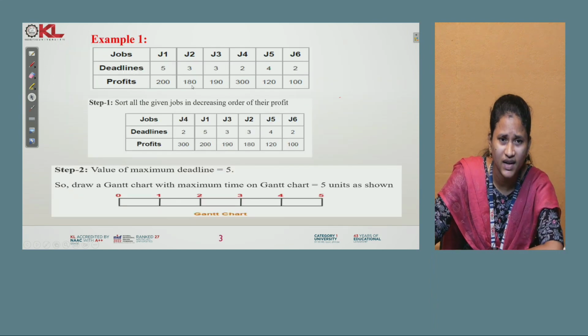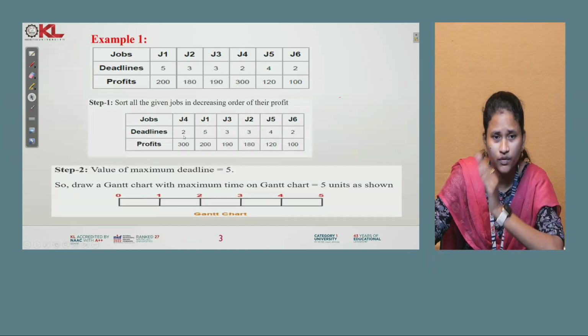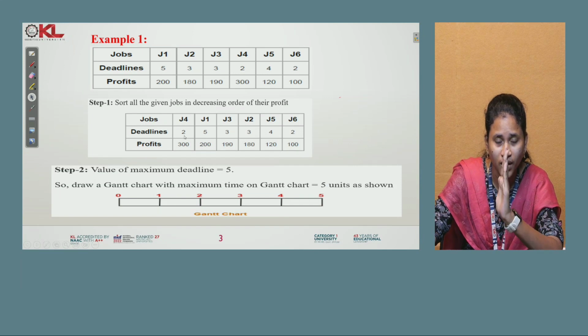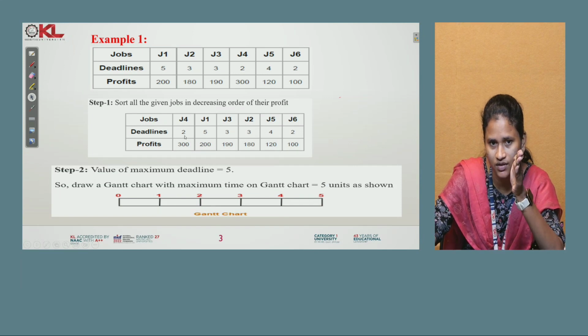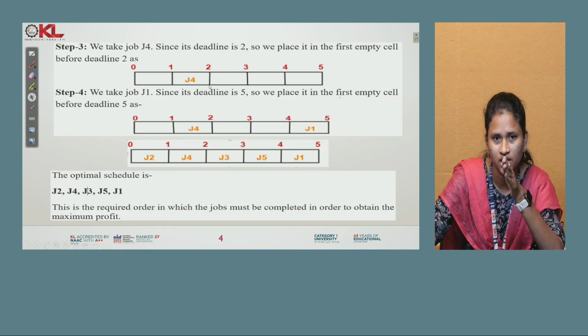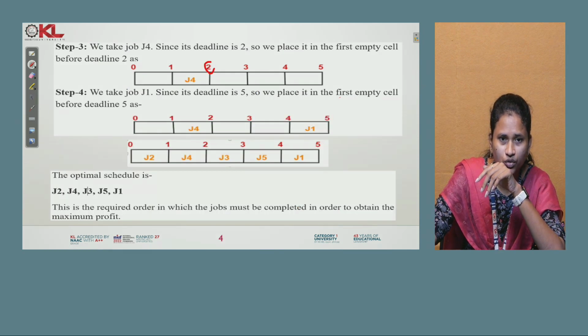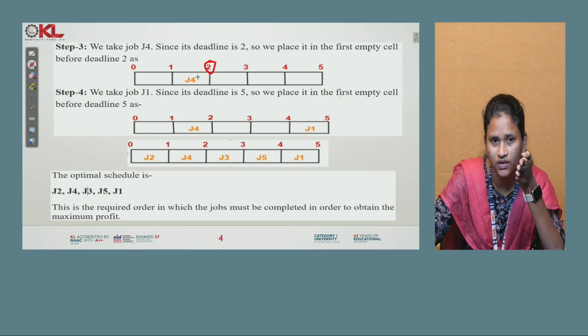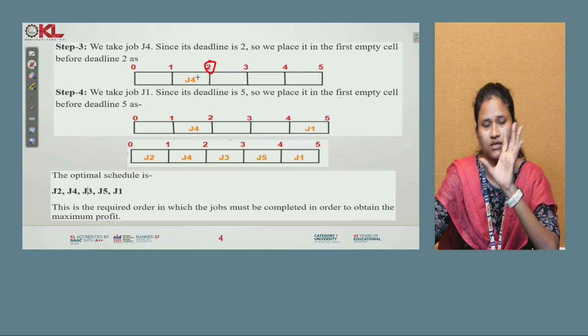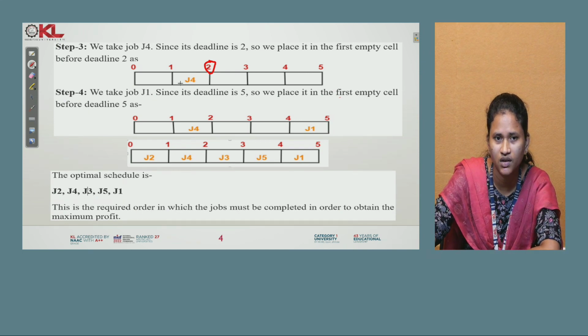So what is the J4 deadline here? 2. So we have to select deadline 2, and from 2 we have to see the first left slot. If that slot is free, we have to place that job into that slot. J4's slot is free, so I have placed J4 already.